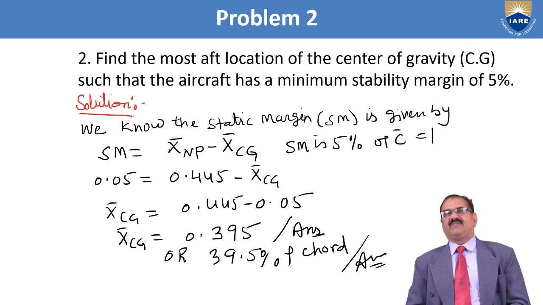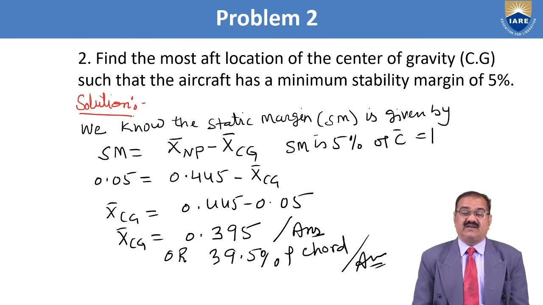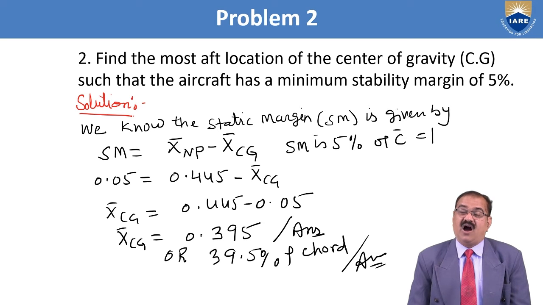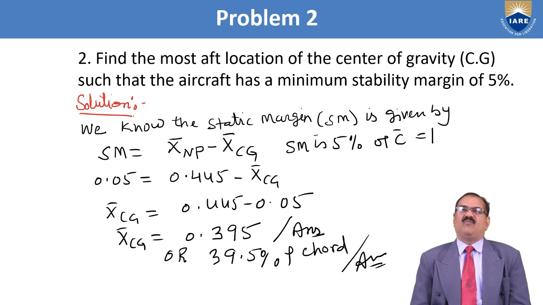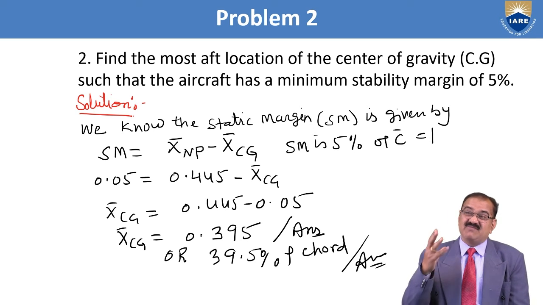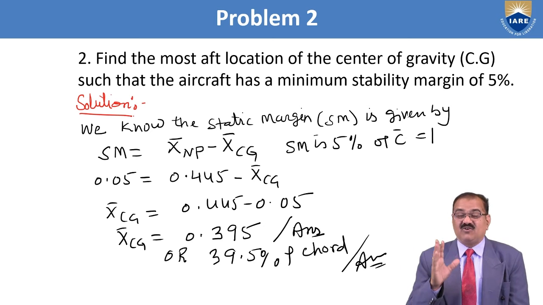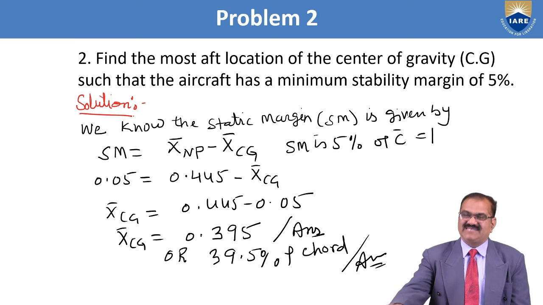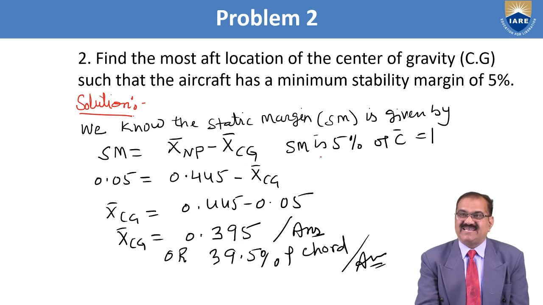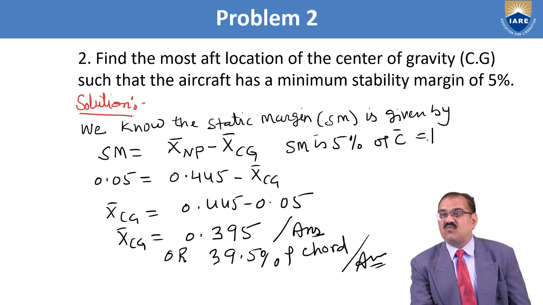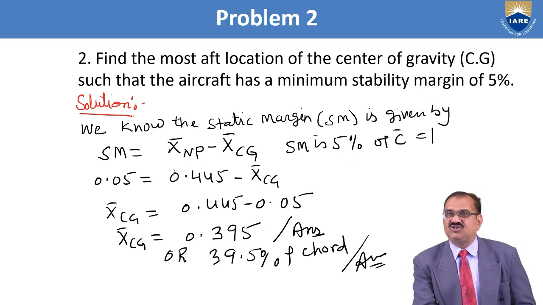Now the problem number 2 we have to solve. I think you have understood very well how to find the stick fixed neutral point. Now it is very simple. Find the most aft location of the center of gravity such that the aircraft has a minimum stability margin of 5%. Means stability margin SM is equal to 5%. We know that SM is given by X bar NP minus X bar CG. SM is given as 5% of the C bar, which is equal to 1. So 5 by 100 is equal to 0.05.